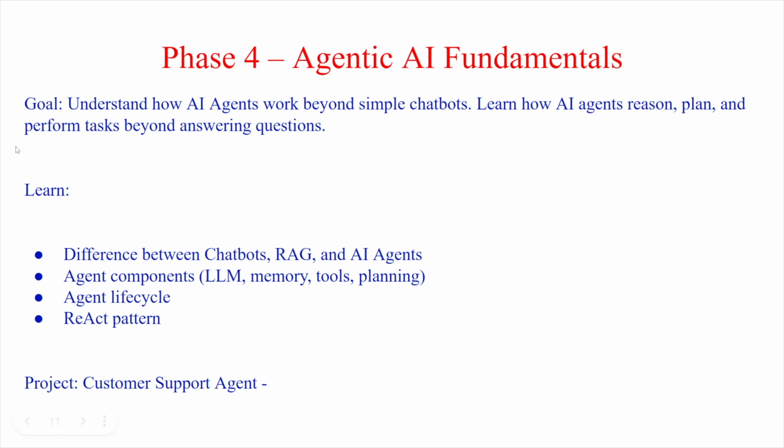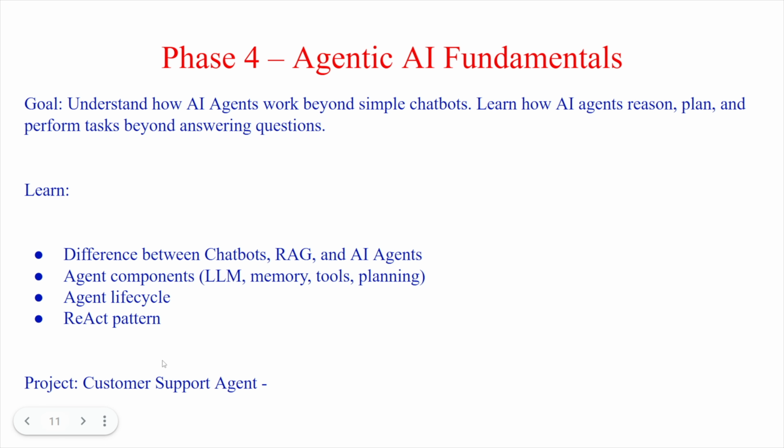Here you will understand how AI agents work beyond simple generative AI. You will learn how AI agents reason, plan, and perform tasks beyond just question answering. When you learn about agentic AI fundamentals, you will learn how your chatbot's RAG is different from AI agents. You will understand the agent components like memory, tools, planning, LLMs, and more. Then you will learn about the agentic lifecycle, which is very important because that decides how your agent is going to perform in real time, and the ReAct pattern.